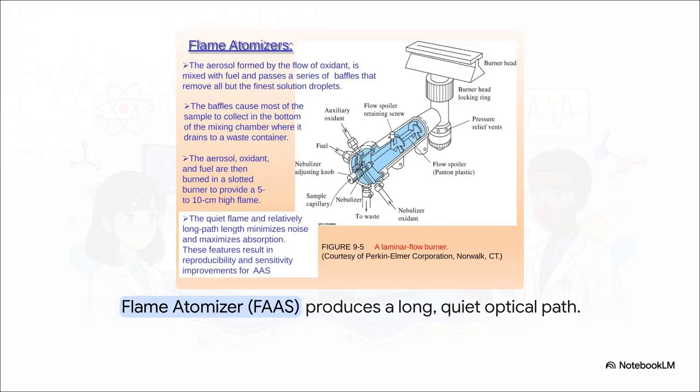For your standard, routine metal analysis, the flame atomizer, or FAAS, is your go-to. It usually runs on an air-acetylene or nitrous oxide-acetylene flame, sitting right on top of a laminar flow burner head. Now, the brilliant part of this design is that it creates a flat, ribbon-shaped flame. This gives our light beam a really long, quiet optical path, maximizing the odds that the light will actually strike our target atoms as they fly through.